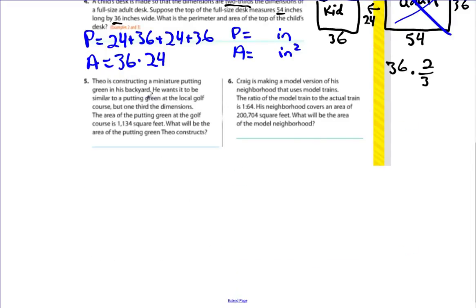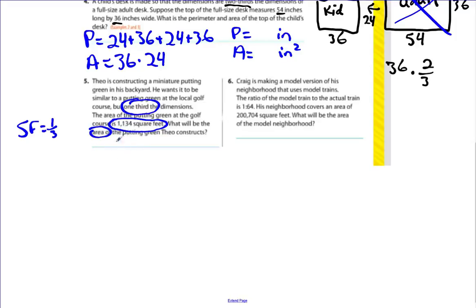Alright, now let's do this last one, which I think we may have done together. I don't know. Here it is again. Theo's making a putting green in his backyard, wants it to be similar to the one at the local golf course, but 1/3 the dimensions. The area of the original is 1,134 square feet. And what will be the area? So there's all the information we need. So we know scale factor is 1/3. Okay. The original is 1134, and we're looking for area.